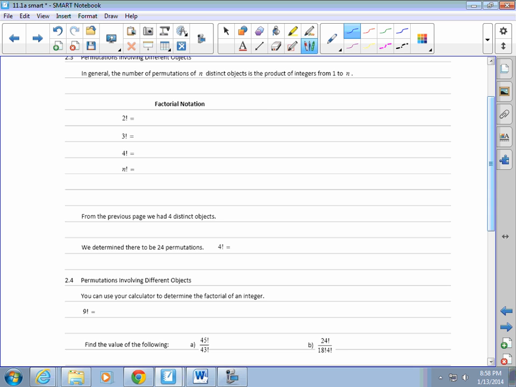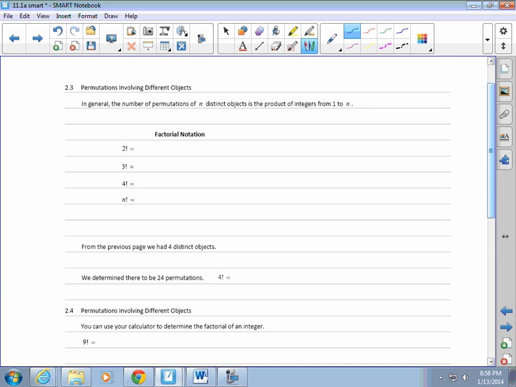So it says, in general, the number of permutations of n distinct objects is the product of integers from 1 to n. So factorial notation is what we're doing, or we call it n factorial. So the number of distinct permutations we have of objects is a product of the integers from 1 to n. So if we have 7 objects that we're choosing from, then our number of permutations is 7 times 6 times 5 times 4, all the way down to the number.